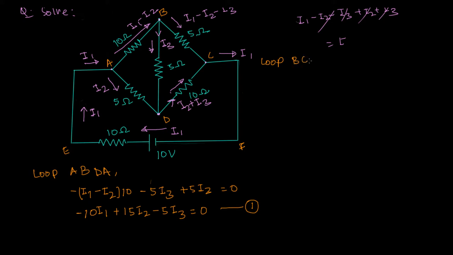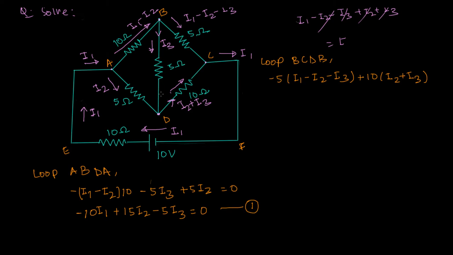the loop. That time will come, don't worry. B, C, D, B, the loop B, C, D, B, what happens? Minus 5 into I1 minus I2 minus I3. I move from B to C, the current is this, I'm moving in the same direction, minus 5 into I1 minus I2 minus I3, right? Then I move from C to D, so that is plus 10 into I2 plus I3.